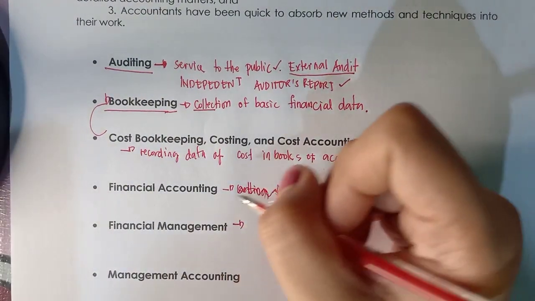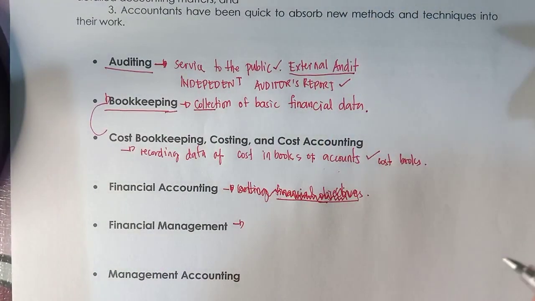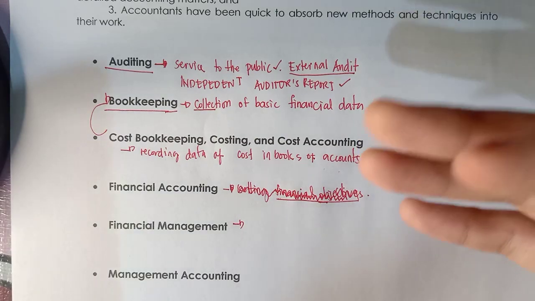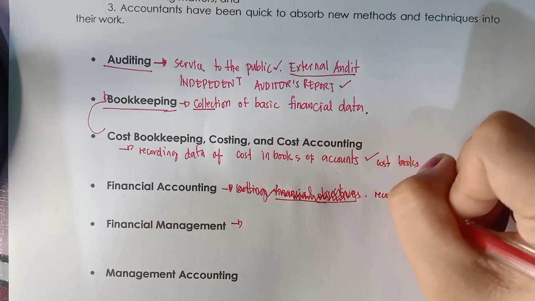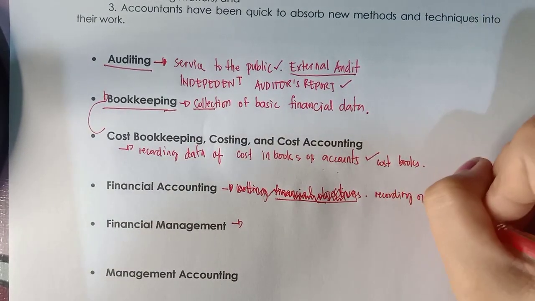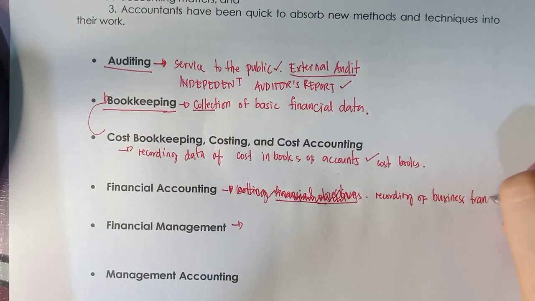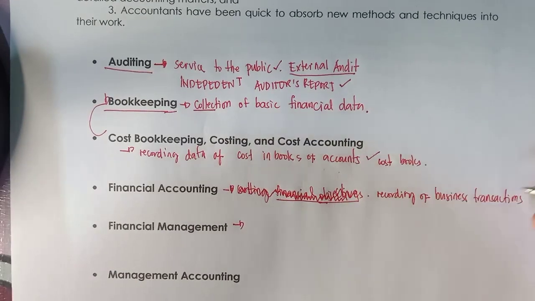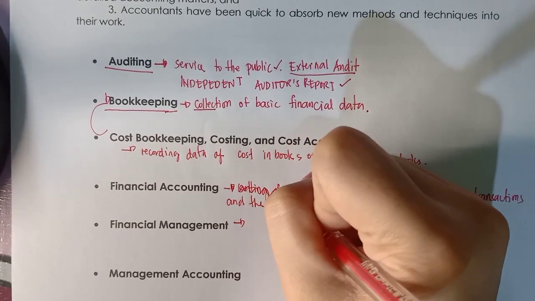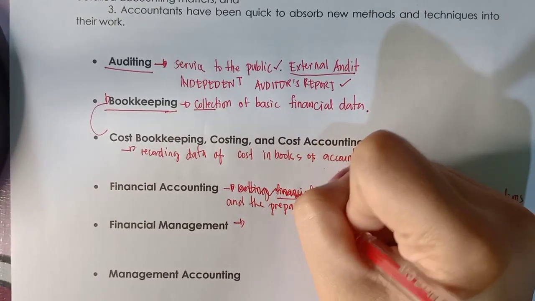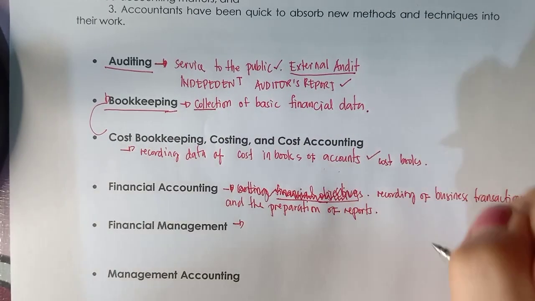Next branch is the financial accounting. When we say financial accounting, ano ang gina-focus? Financial accounting focused on what? Recording. Recording of business transactions. So it will focus on recording business transactions and the preparation of reports. So that is financial accounting.